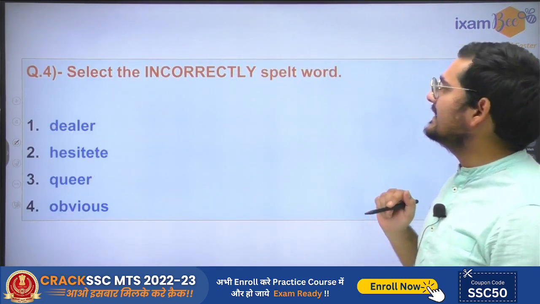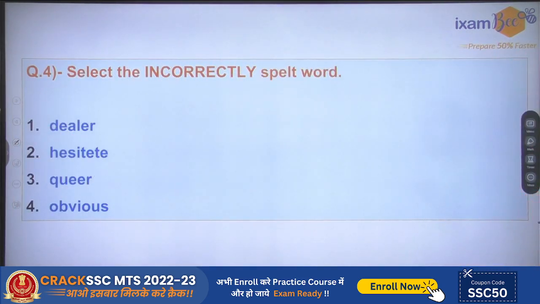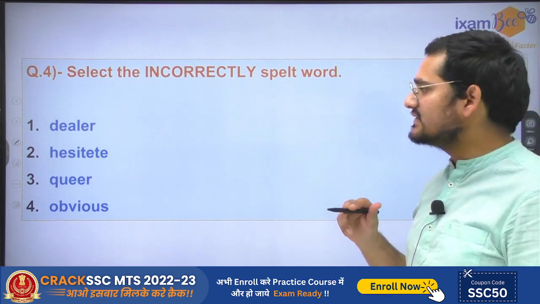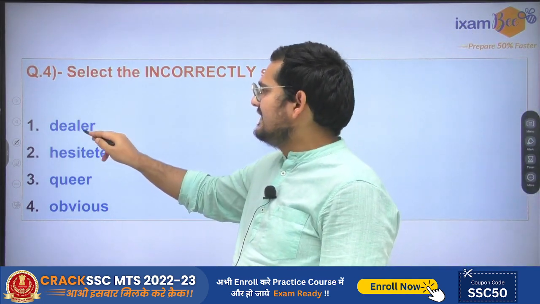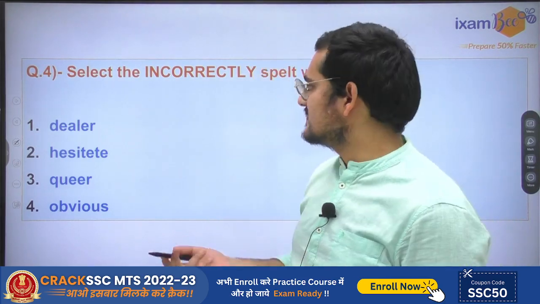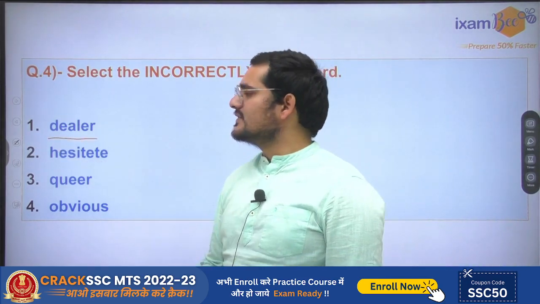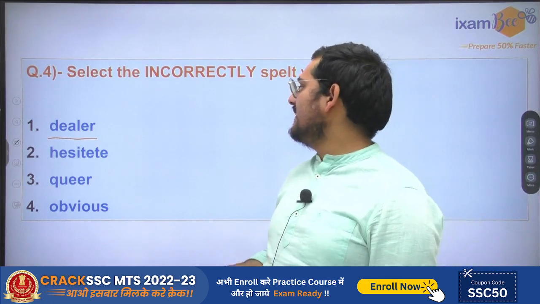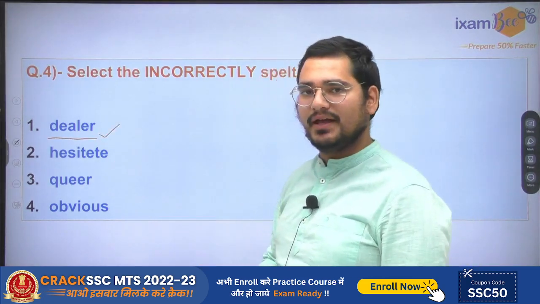Fourth, select the incorrectly spelled word. Now we need to check the spellings of these following words. Let's check "dealer," D-E-A-L-E-R. This is correct. Okay, it's a small word, doesn't contain many letters. It's very easy. So this is correct.